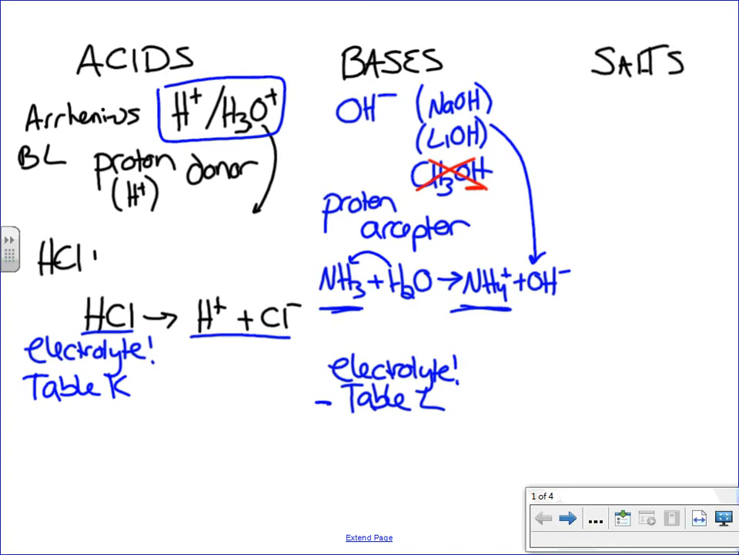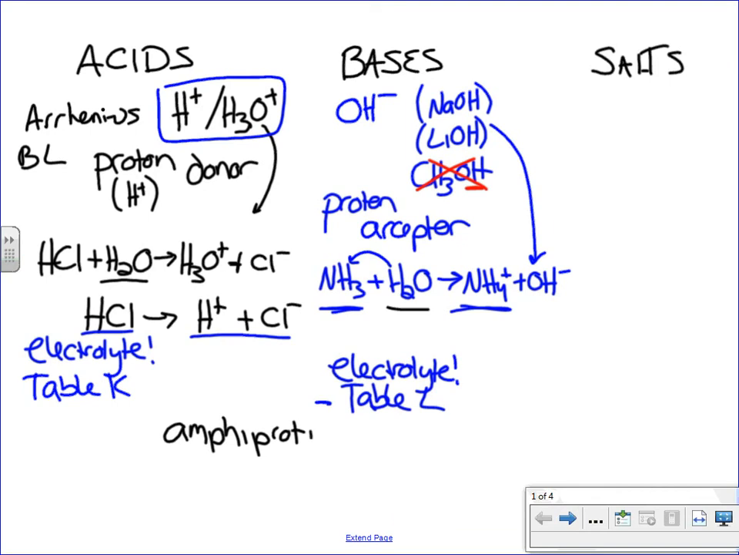Now, if you compare what we just did, I'll write this back over here. Cl minus. Here, water's behaving like a base. Here, water's behaving like an acid. Water's what we call amphiprotic, meaning it's both an acid and a base.